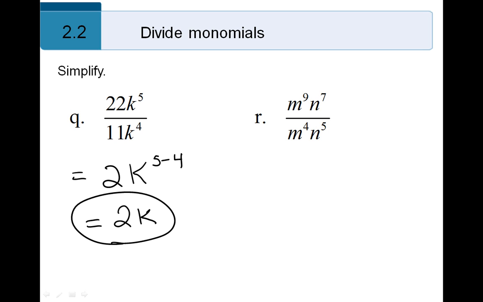m to the ninth, n to the seventh divided by m to the fourth, n to the fifth. That will be m to the 9 minus 4 and n to the 7 minus 5. So that will give us m to the fifth, n squared.